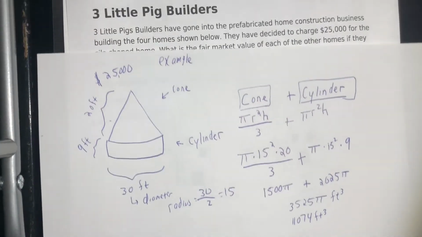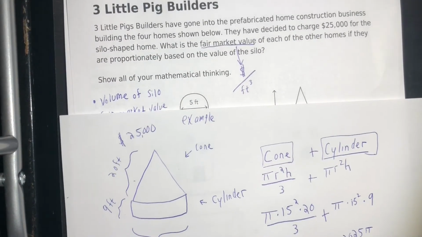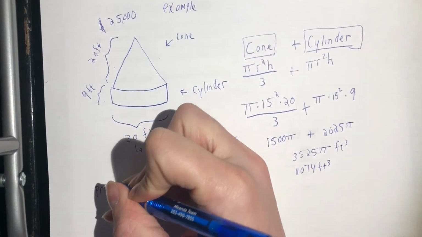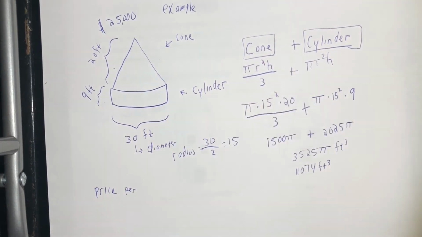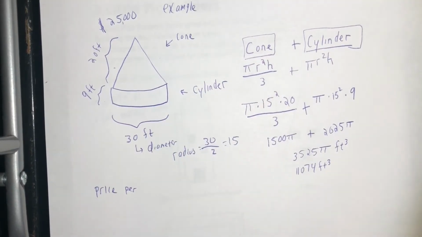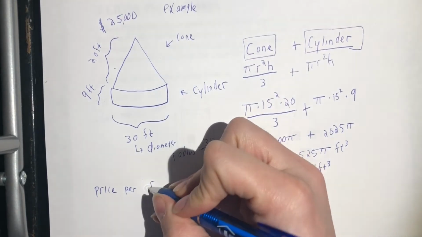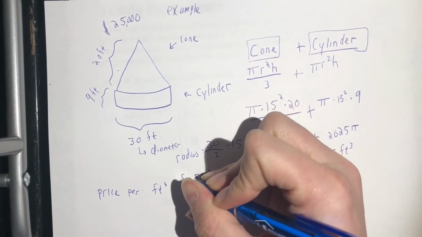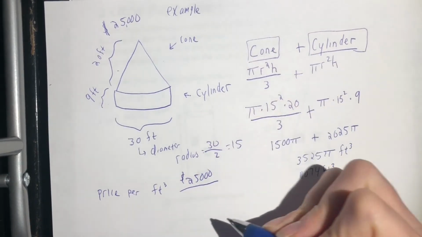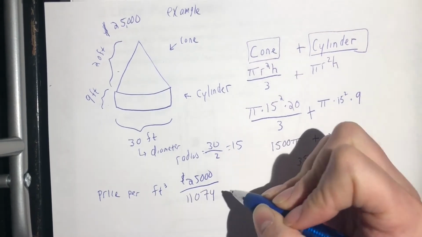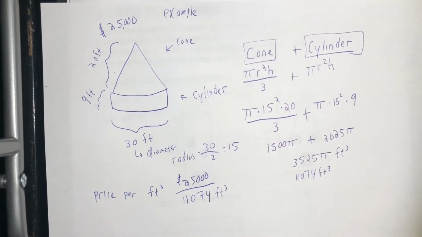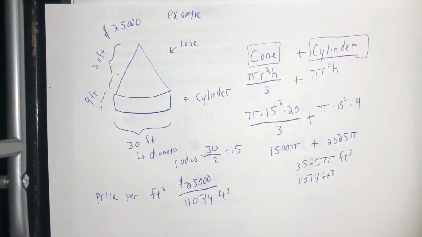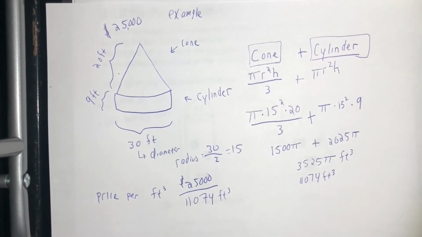Step 2 is to find the fair market value. So we want to find the price per foot cubed, sounds like a slope to me, or a constant of proportionality. So we have to divide the $25,000 by 11,074 feet cubed. And we're gonna get some terrible decimal here, I'm very sorry, kind of. Let's see, 25,000 divided by 11,074.